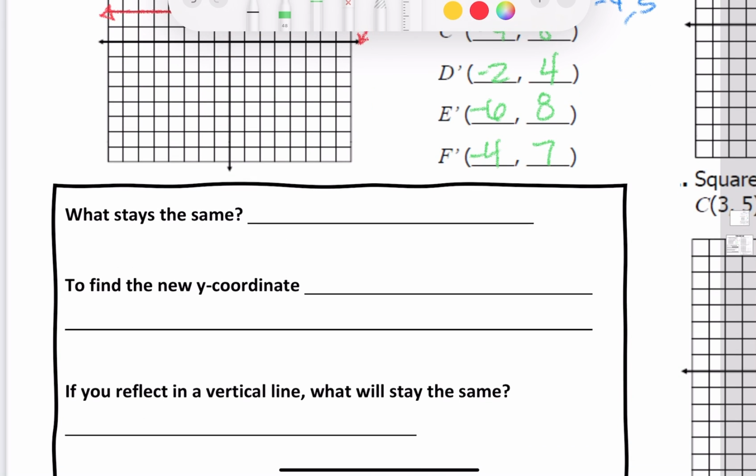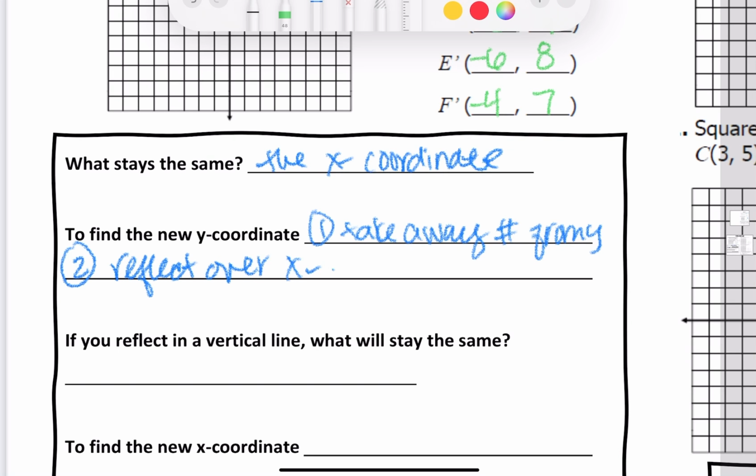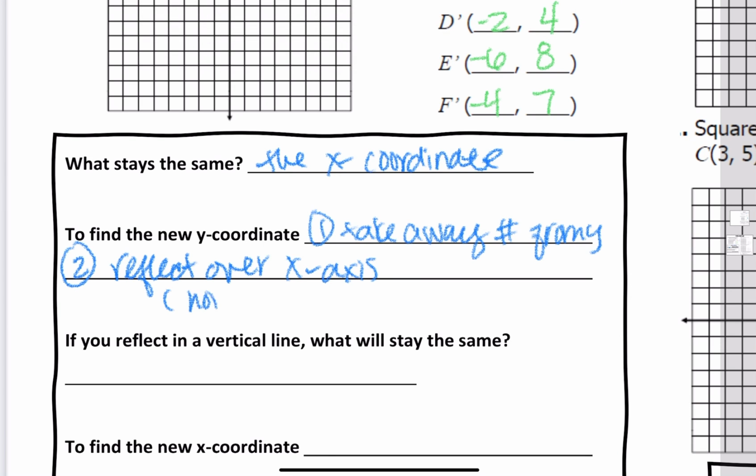So what stayed the same in this? The x coordinate. To find the y coordinate, remember we had to take away that number from y. Then we did a reflection over the x-axis since it's a horizontal line. And then you put that number back.